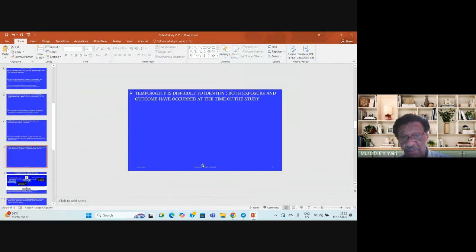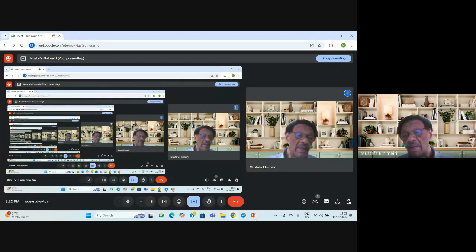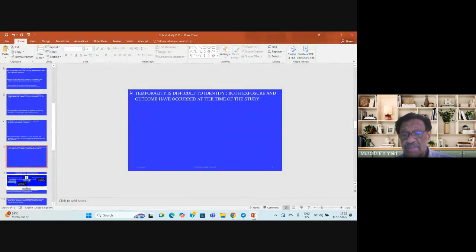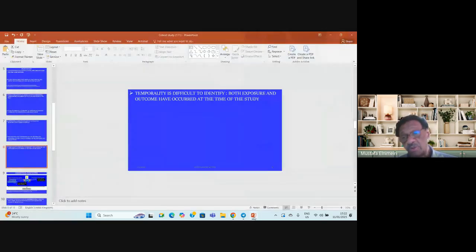The temporality is difficult to identify. As we know, with temporality or temporal relationship, we assume that the exposure has occurred and then the outcome or the disease will follow. But in the retrospective cohort study design, as we start the study, both the exposure and the disease have occurred, so it is difficult to verify the temporality, as both exposure and outcome, as I have said, have occurred at the time we start the study.